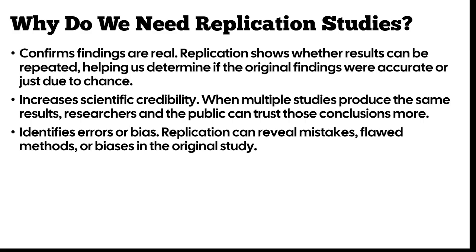And then the third reason that we absolutely need replication studies is that those studies help us identify errors or bias in that original research. Remember, we all make mistakes. Researchers can make mistakes as well. So by replicating these studies, we can find things like if our methods were flawed or if there was some bias in the original study that led me to the results that I found. Okay?